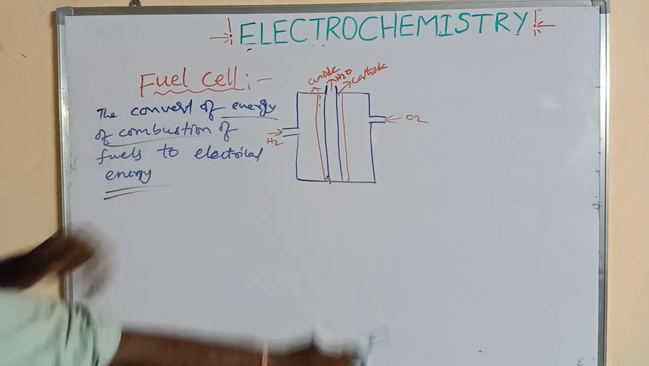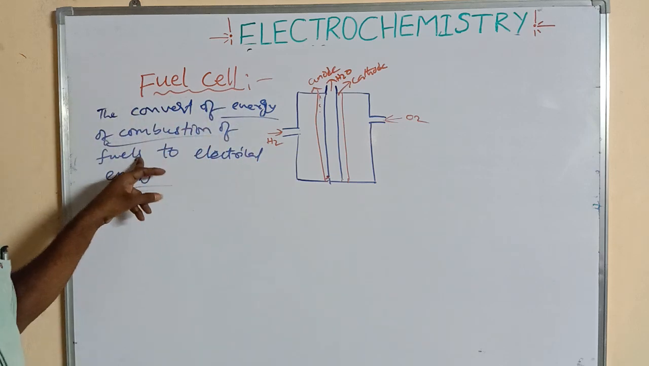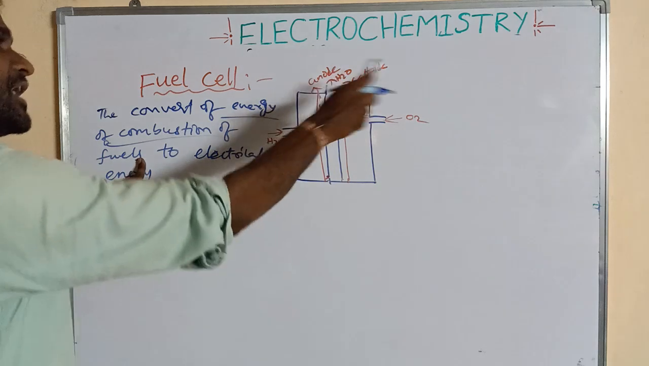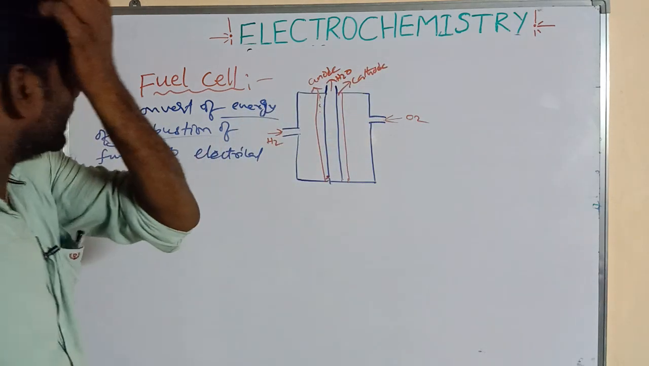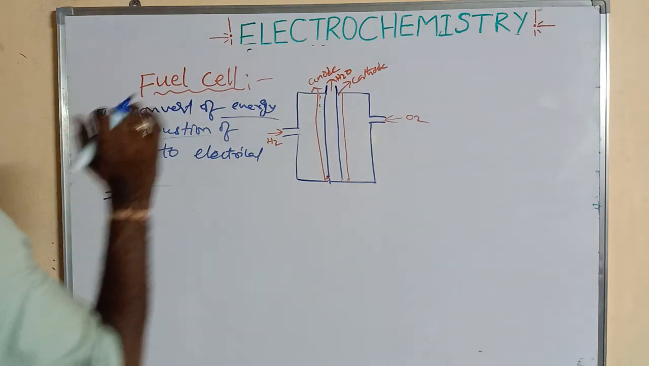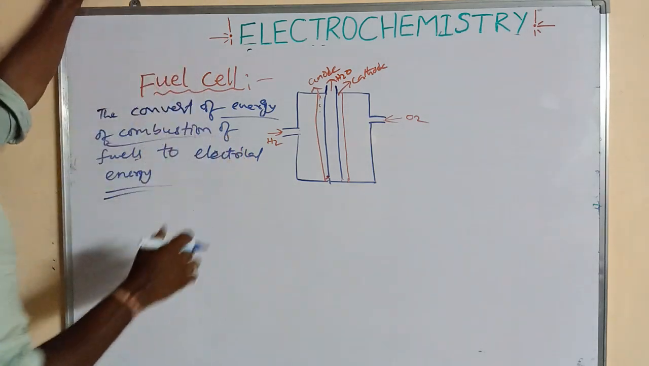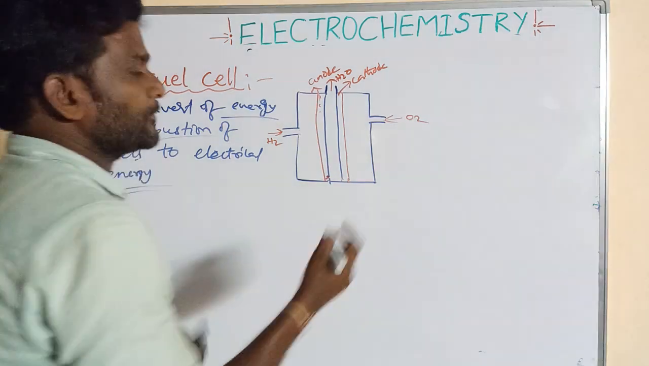So the conversion of energy of combustion of fuels like hydrogen or methanol to electrical energy, that is the fuel cell. This fuel cell was used in the Apollo space program.